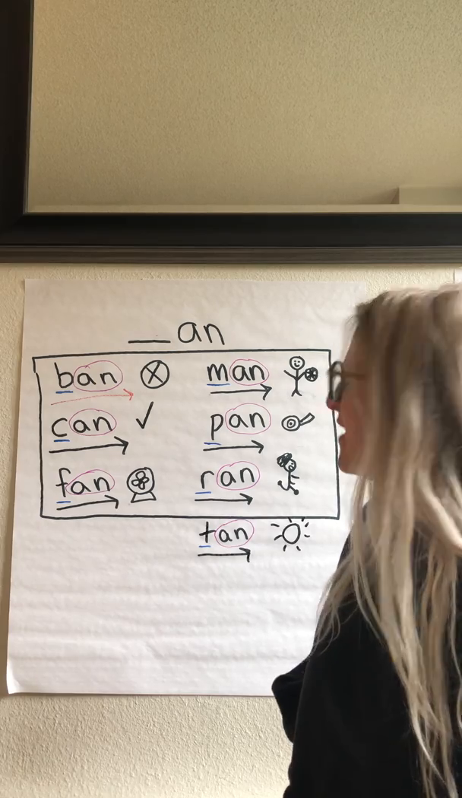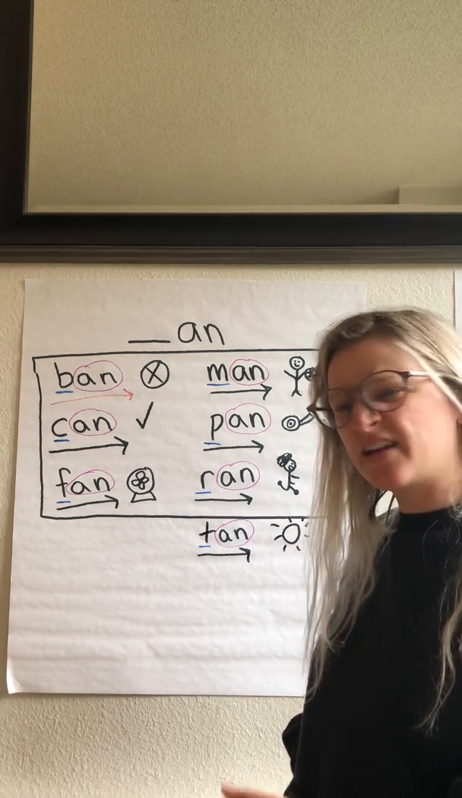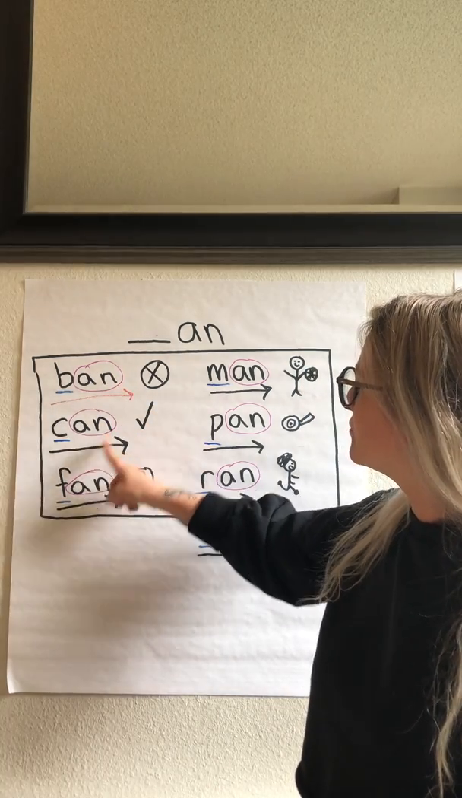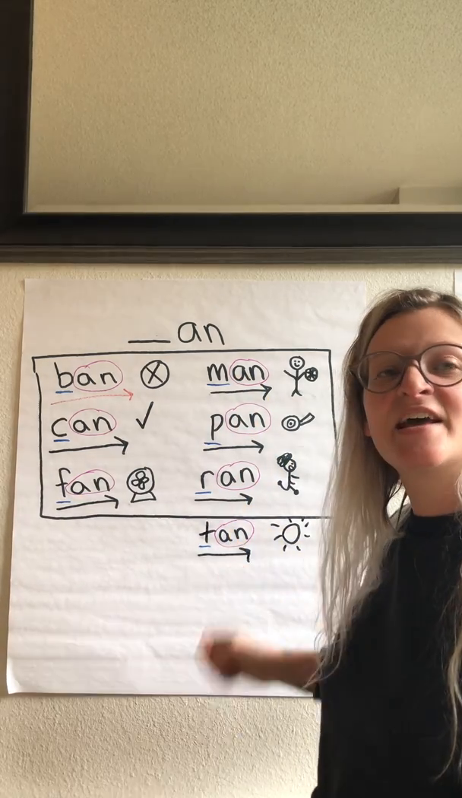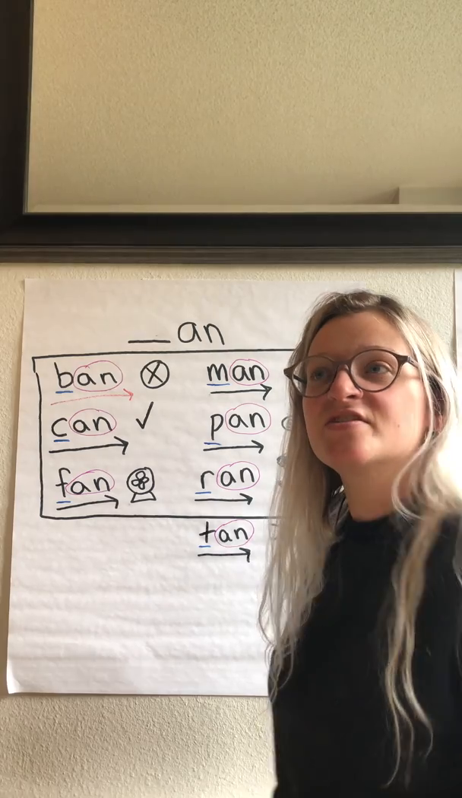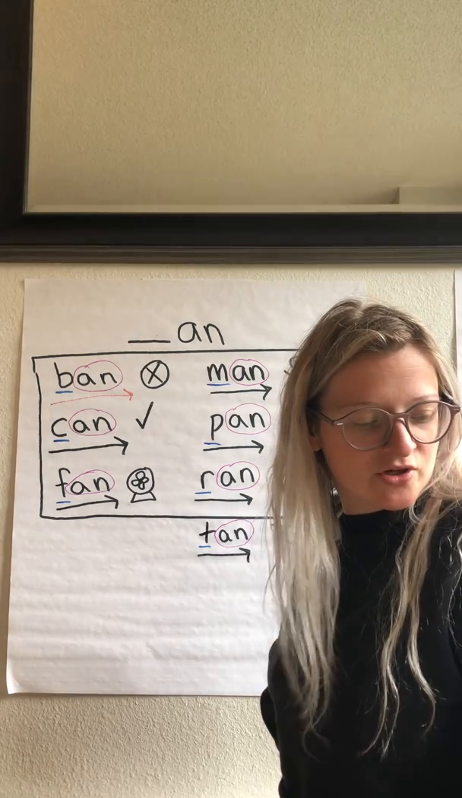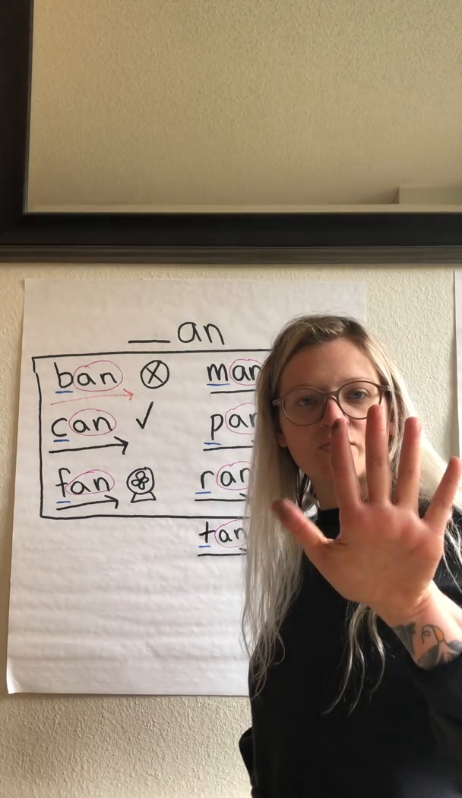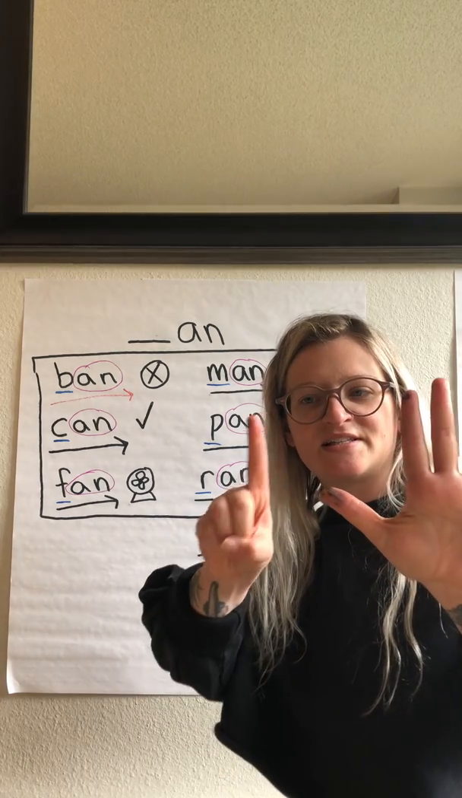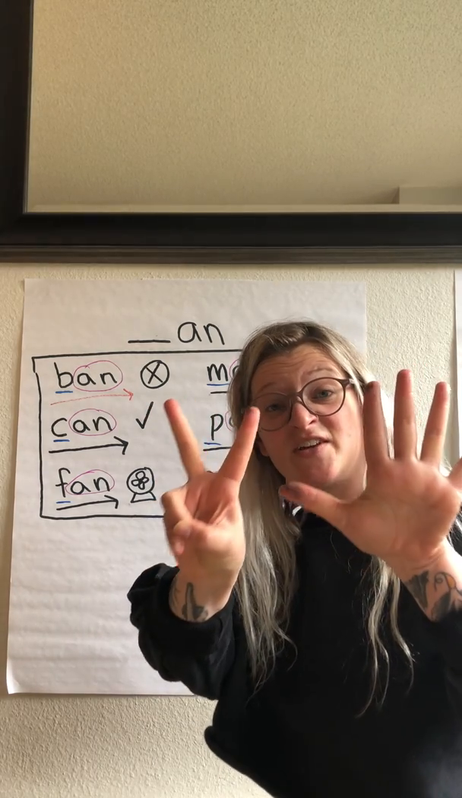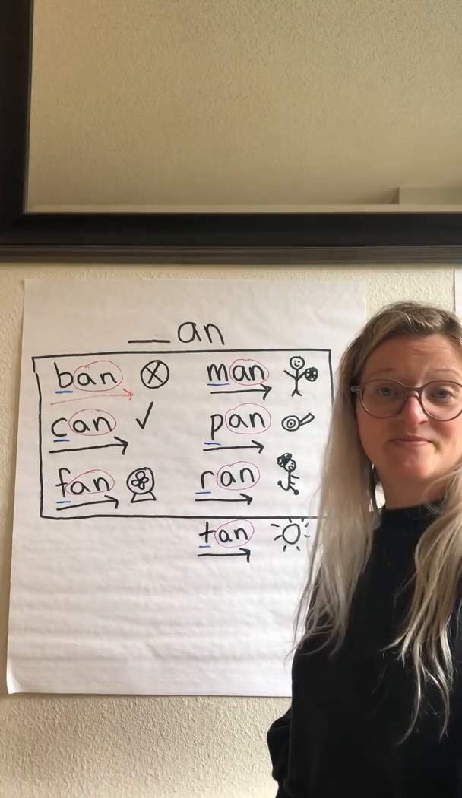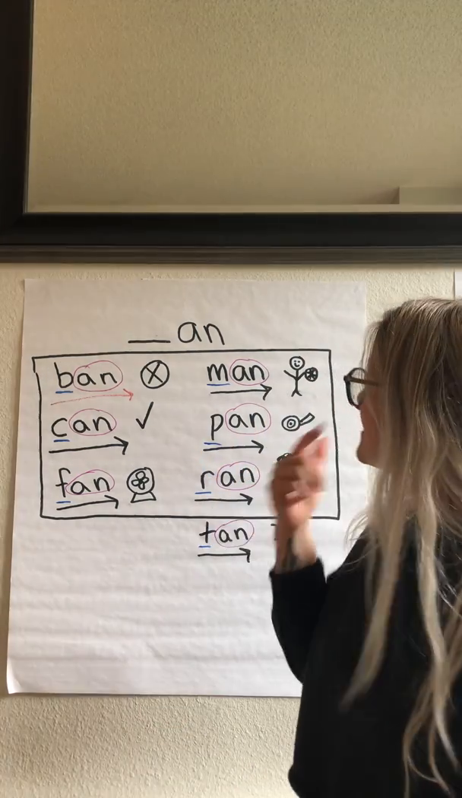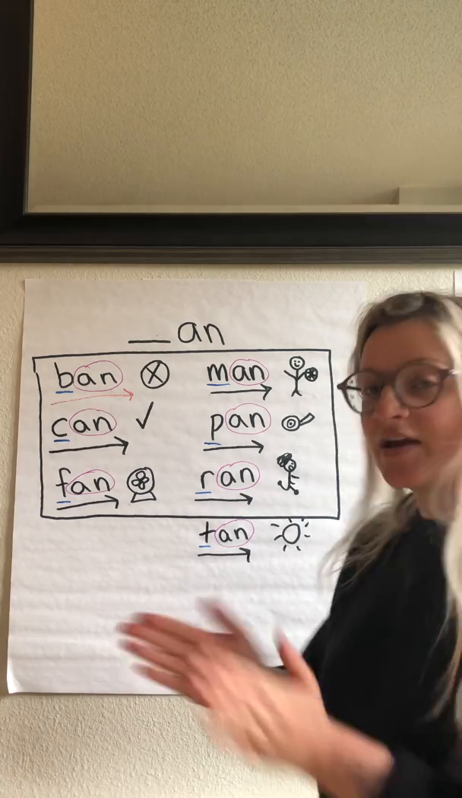Tan. Let's count our "an" words. Ready? 1, 2, 3, 4, 5, 6, 7. Can you show me 7 on your fingers? Thinking about, oh, I have 5 fingers on one hand. 5, 6, 7. My fingers match our "an" family apartment. 7 fingers, 7 words.